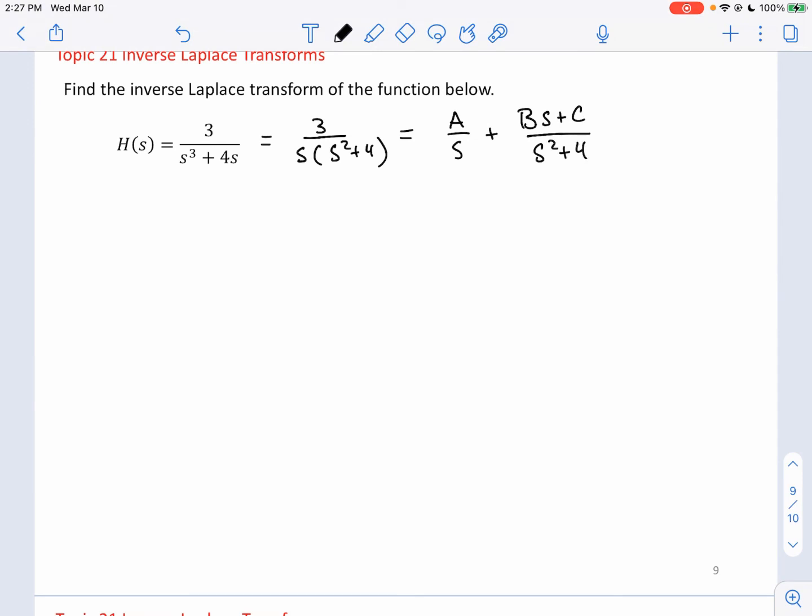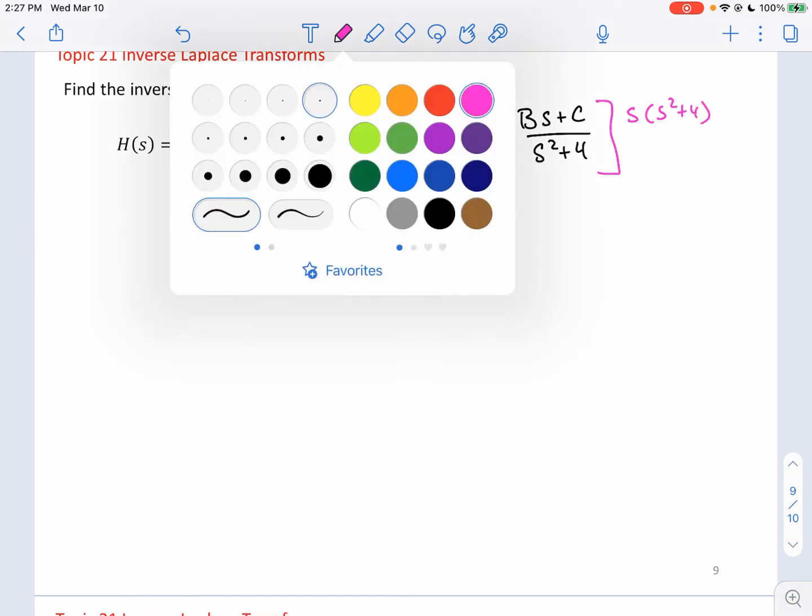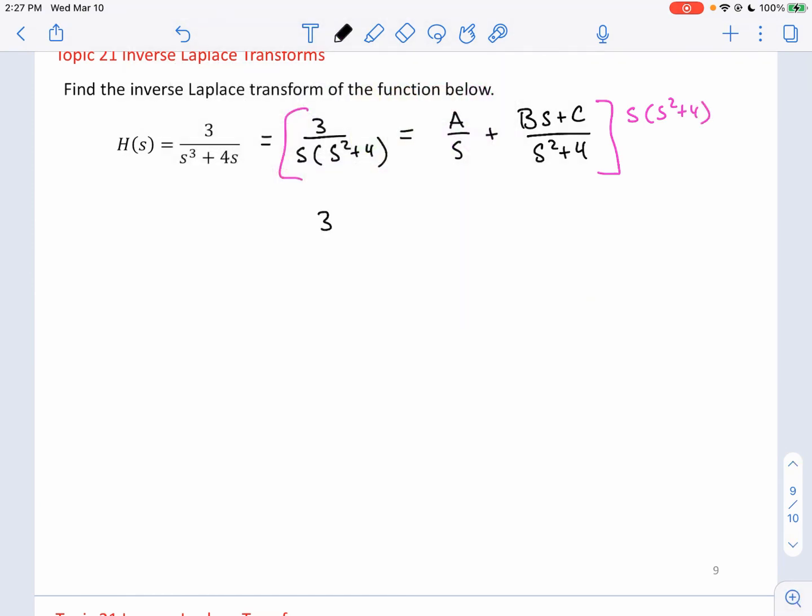Now I'm going to multiply top and bottom of this equation right here by s times s squared plus 4 and see where that takes us. That gives us a 3 alone on the left. Next to the a is going to be an s squared plus 4. And then we have a bs plus c. Make sure that goes into parentheses. And then the s squared plus 4 will cancel, leaving just an s.